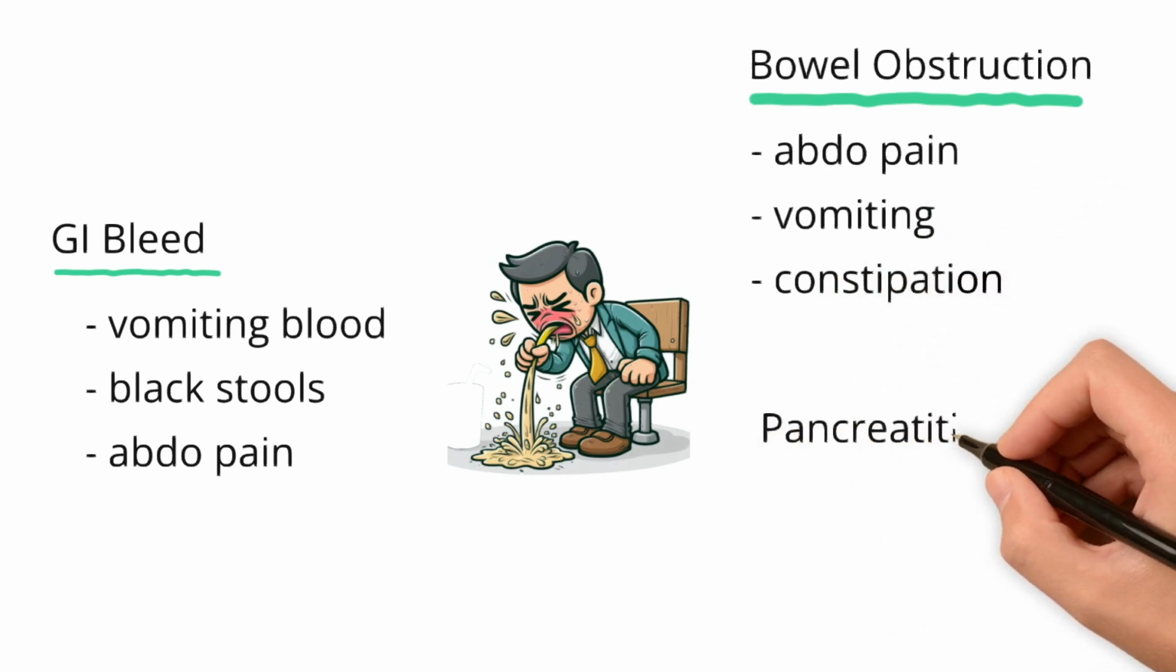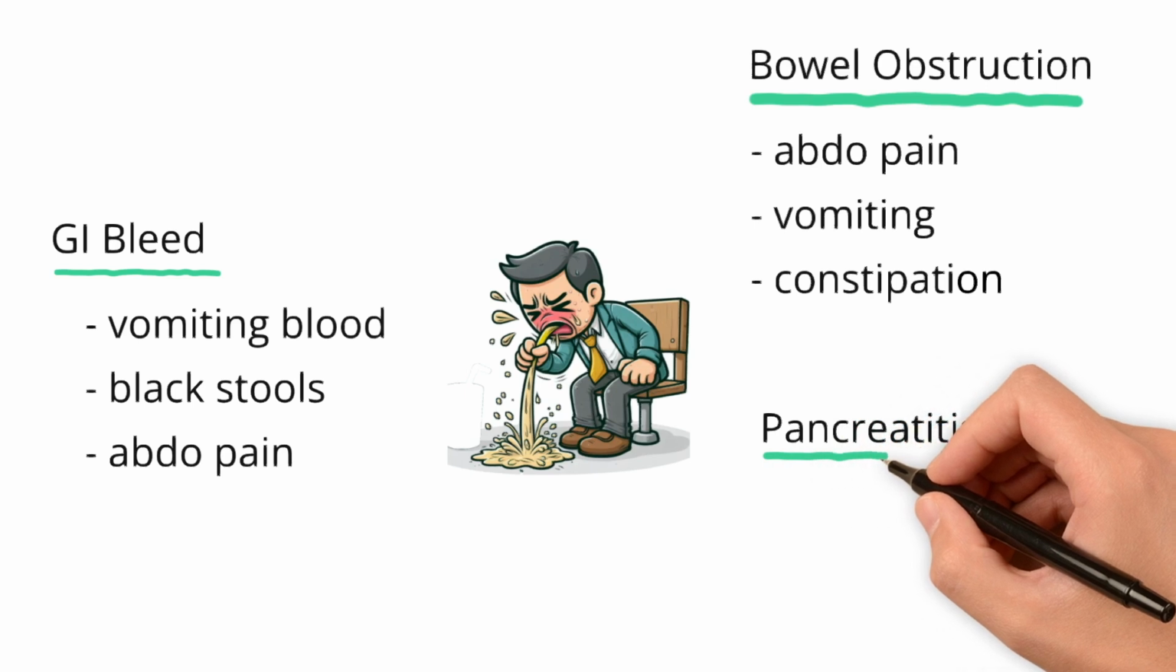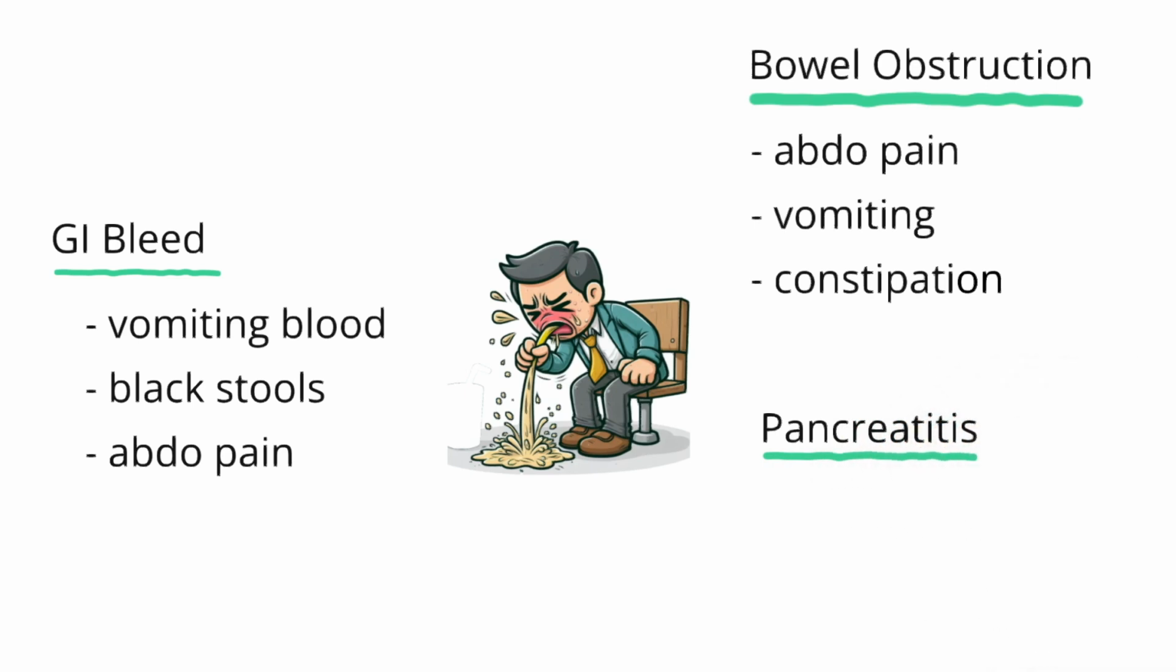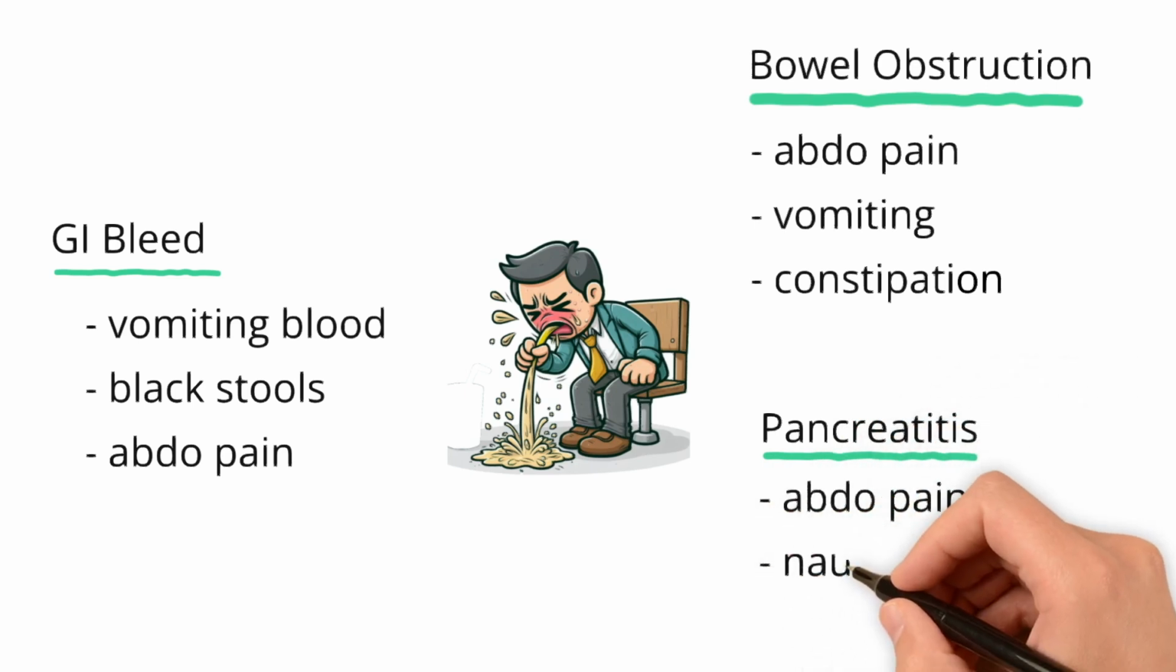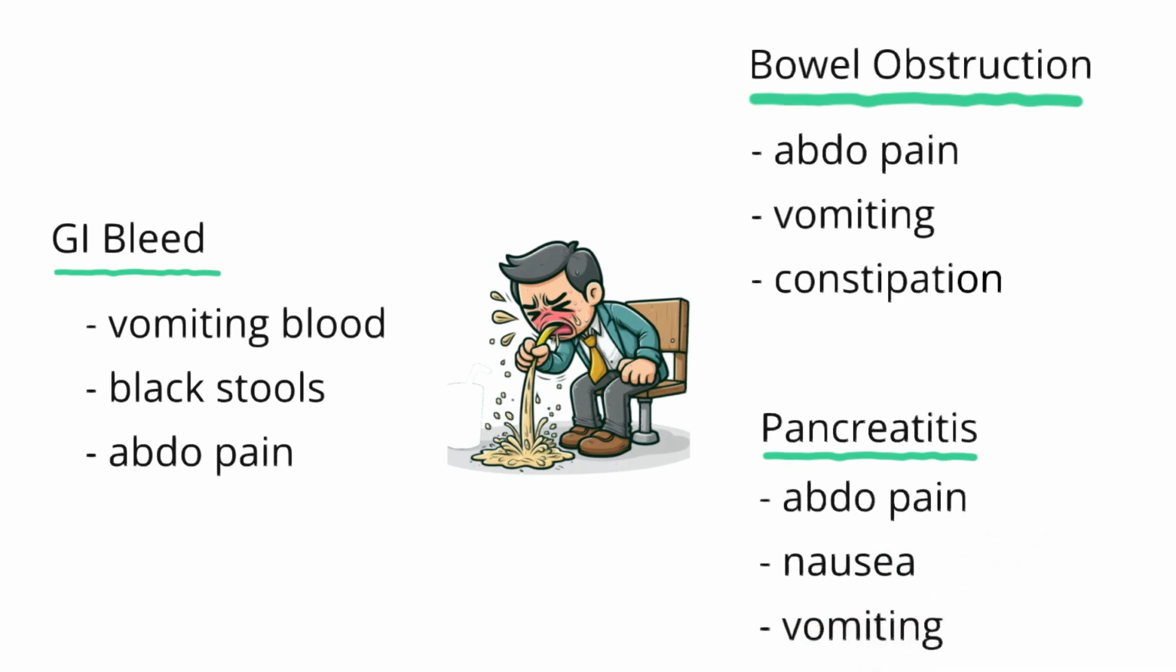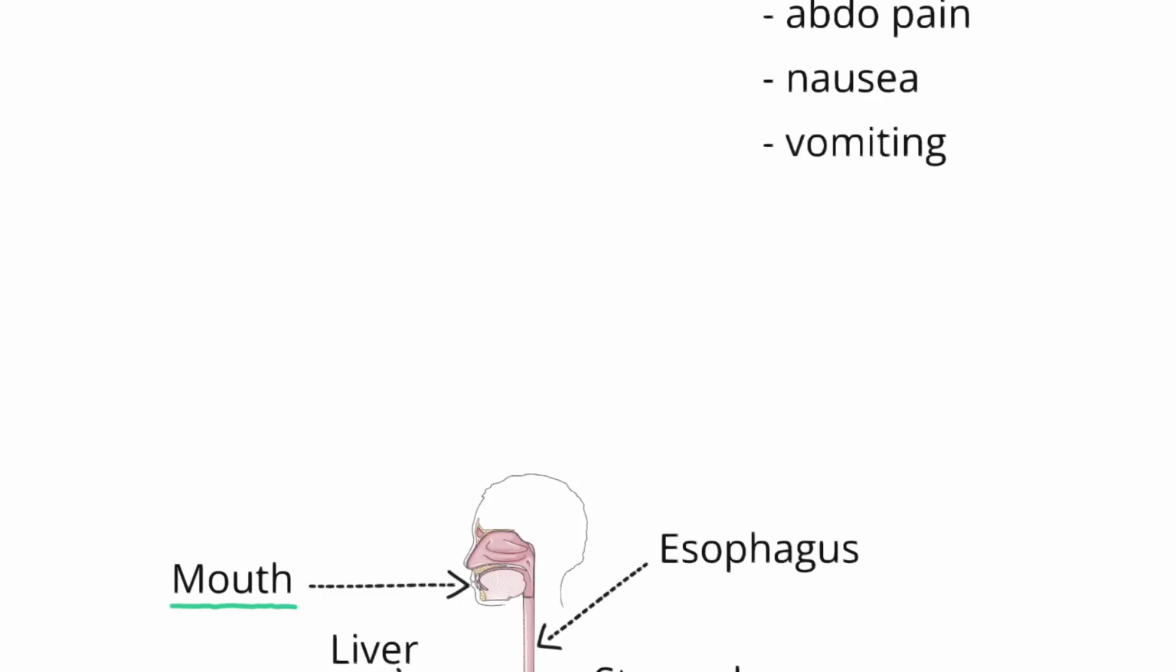Pancreatitis, which is inflammation of the pancreas, and signs and symptoms of this could include upper abdominal pain, which radiates to the back, nausea and vomiting.